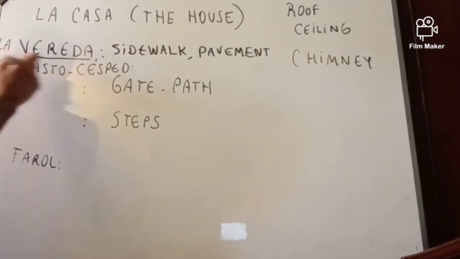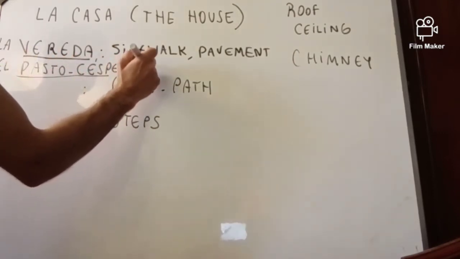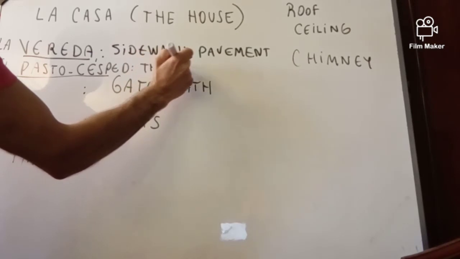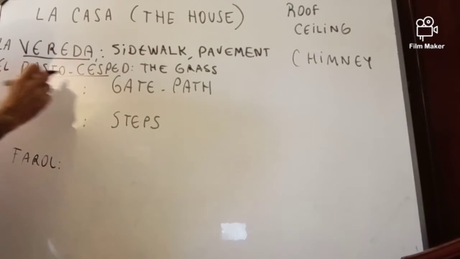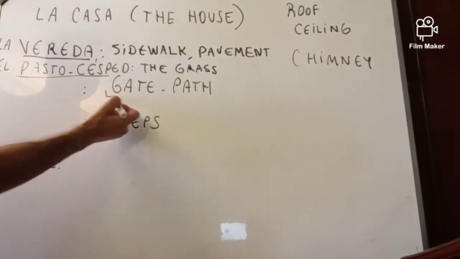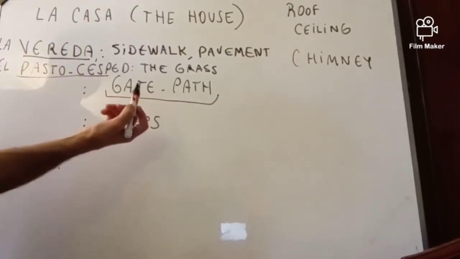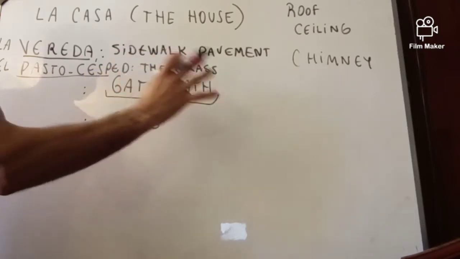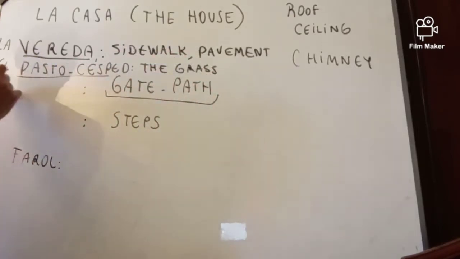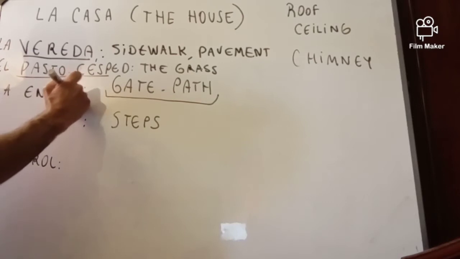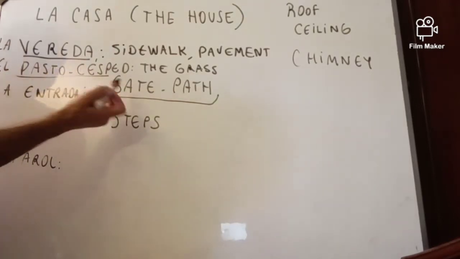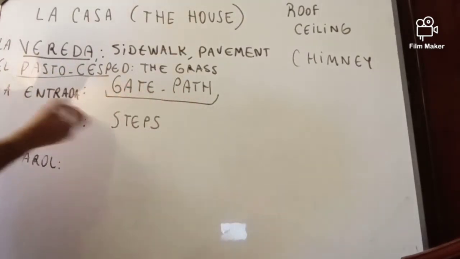El pasto or el césped, both are masculine, the grass. Both gate and path, in English they are different things, but in Spanish we call this la entrada. La entrada a la casa includes both the gate and the path.